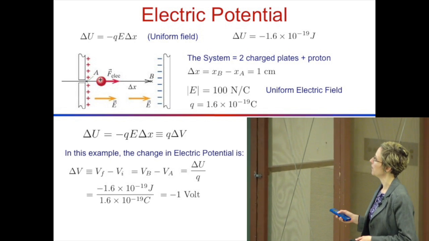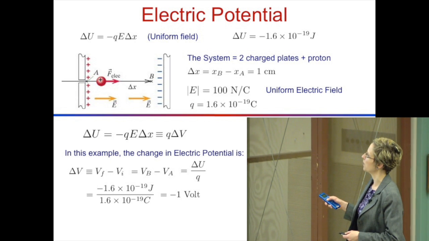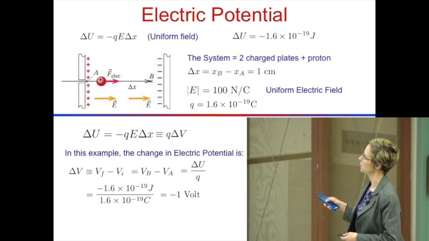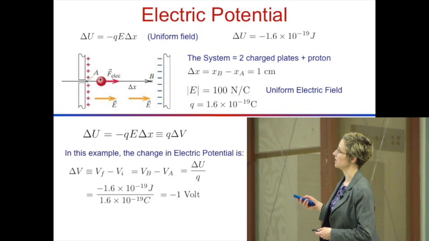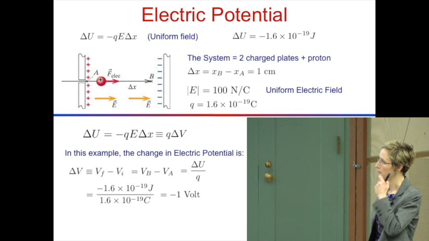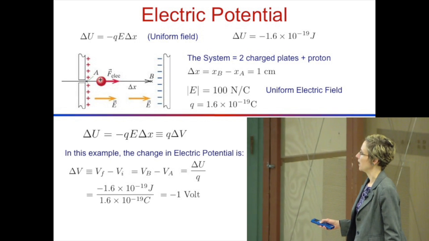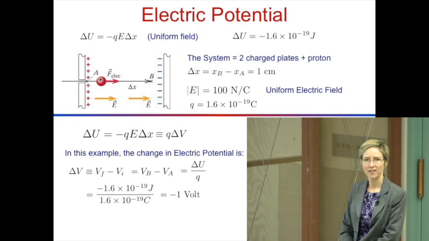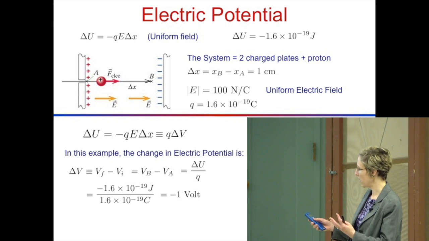And I plug in what we had before. We had that the change in potential energy was minus 1.6 times 10 to the minus 19 joules. I'm dividing by the charge of a proton, which is 1.6 times 10 to the minus 19 coulombs. And altogether, I get minus 1, right? And it's in volts. Or you can think of it as joules per coulomb, but volts is the more common unit for that. So minus 1 volt.